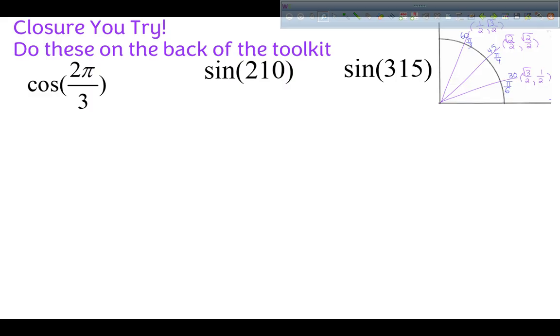2/3. Which one do you want to find? Do you know what 2/3 is as a decimal? 2/3 is 0.67. So I'll be thinking, where is 0.67 in relationship to 0.5 and 1.5? So that's a quadrant. Then you decide if it's positive or negative.